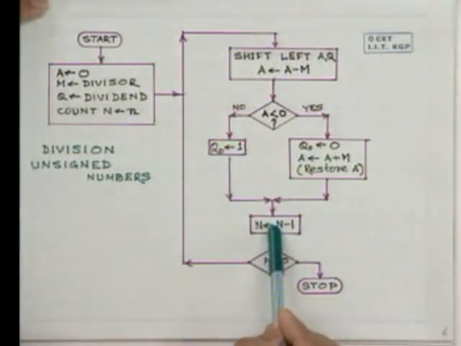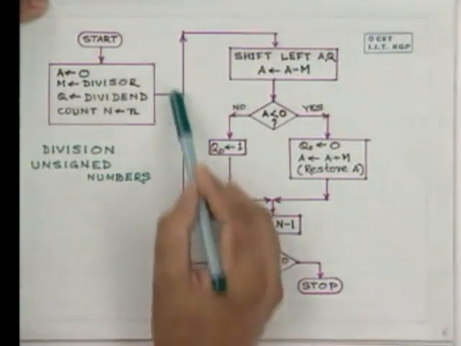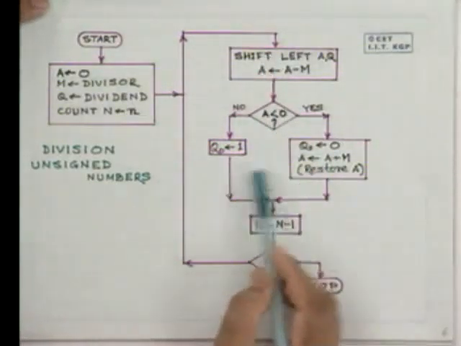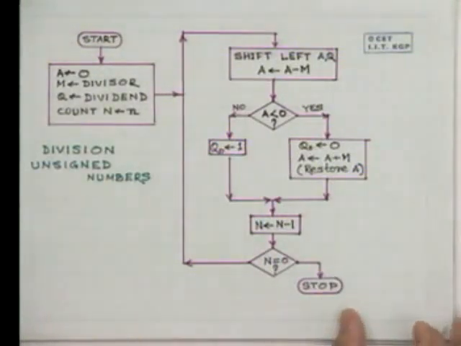Then N is decremented, and if N is non-zero, we do this operation once more. We continue till we find that N equals 0, which means the entire operation is over and we come to the stop. Now let us take an example and see how this works.